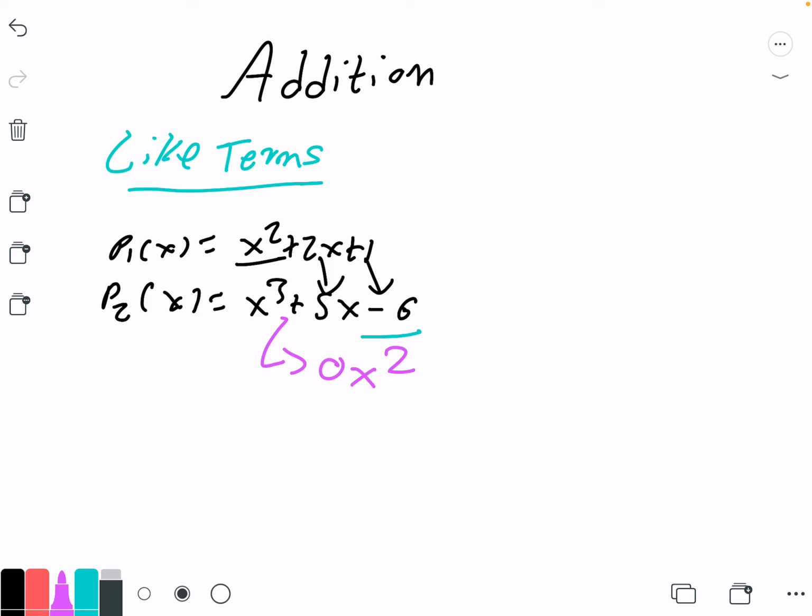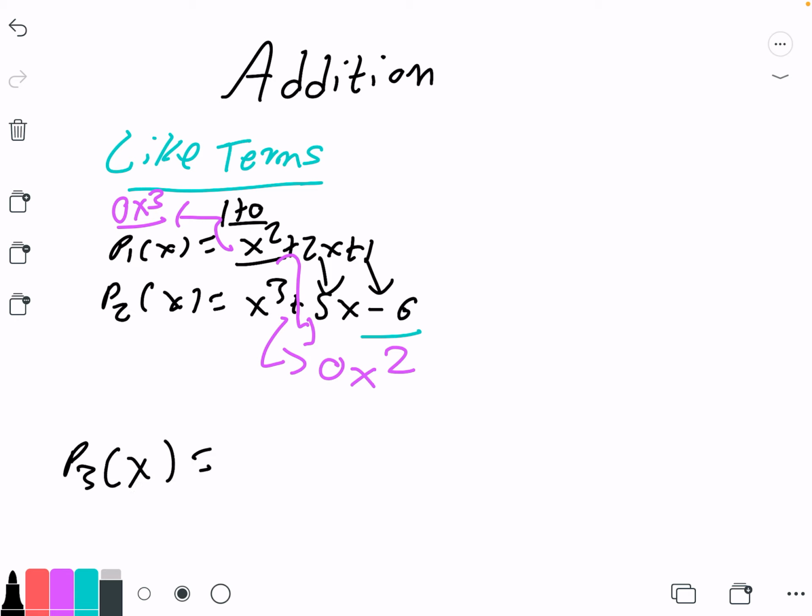Now, obviously, 0 times any number is 0. But we can make these two like terms, and when we're adding, in this case, we just do 1 plus 0. And for x cubed, it's the same case. We don't have an x cubed term here in P1, but we can just do 0x cubed. So, to add two polynomials, all we have to do is add the like terms. And we get our answer. Let's call that P3, just to keep with our little naming convention here.